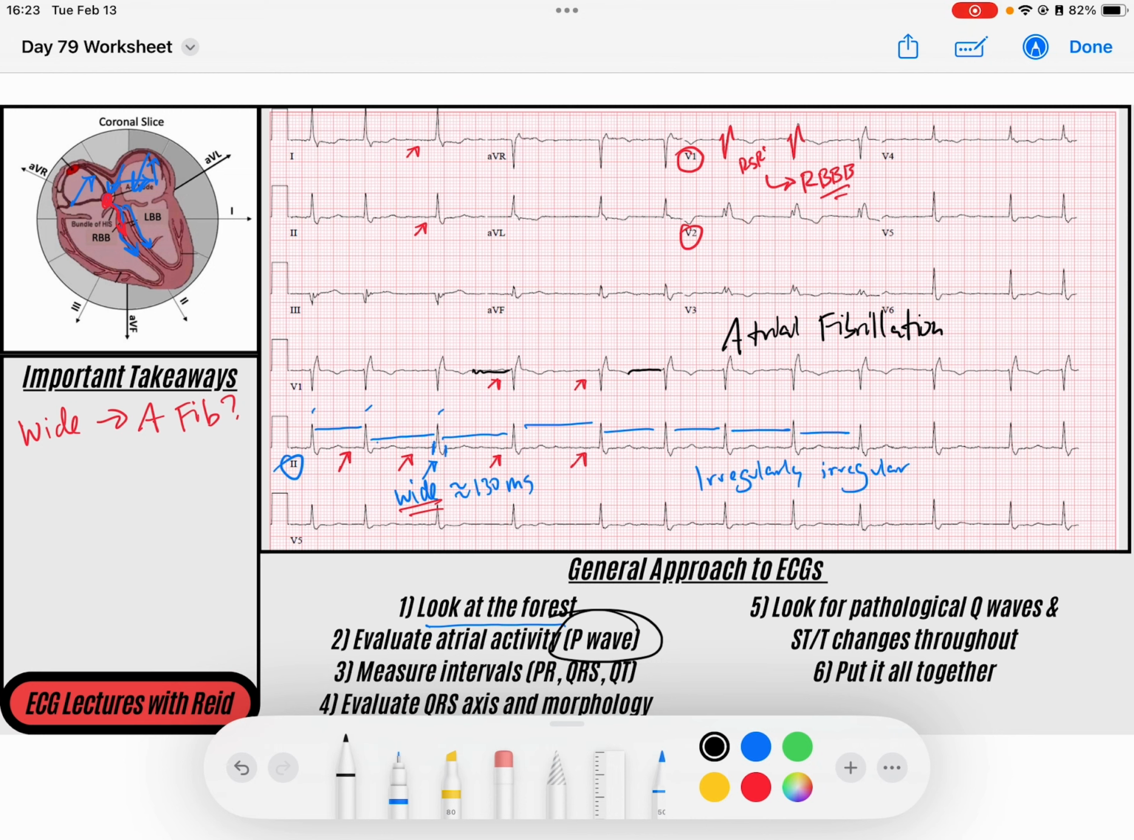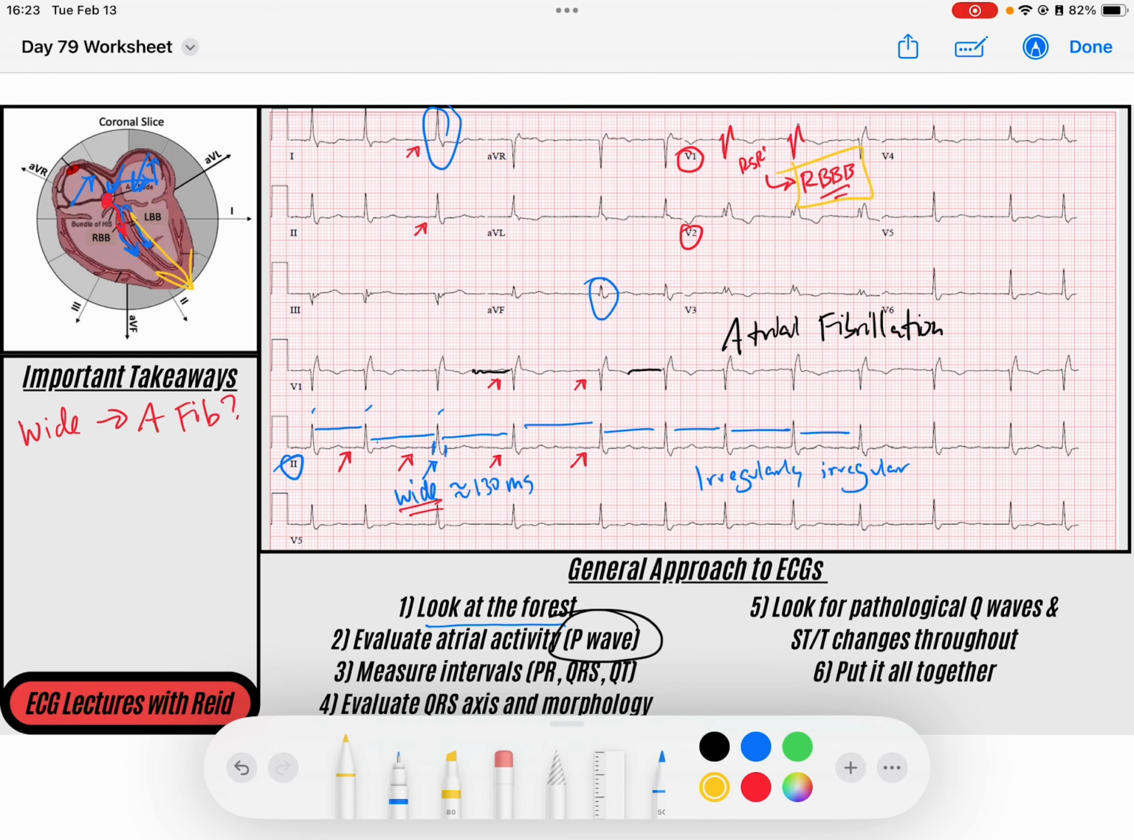Let's evaluate our QRS a little bit more closely, and we see the axis of our QRS is upright here in lead 1. It's upright in AVF. So that tells me that the axis of my QRS is down and to the left. It's a wide complex rhythm, which we already identified is due to a right bundle branch block aberrancy. So far we've got atrial fibrillation with a right bundle branch block.